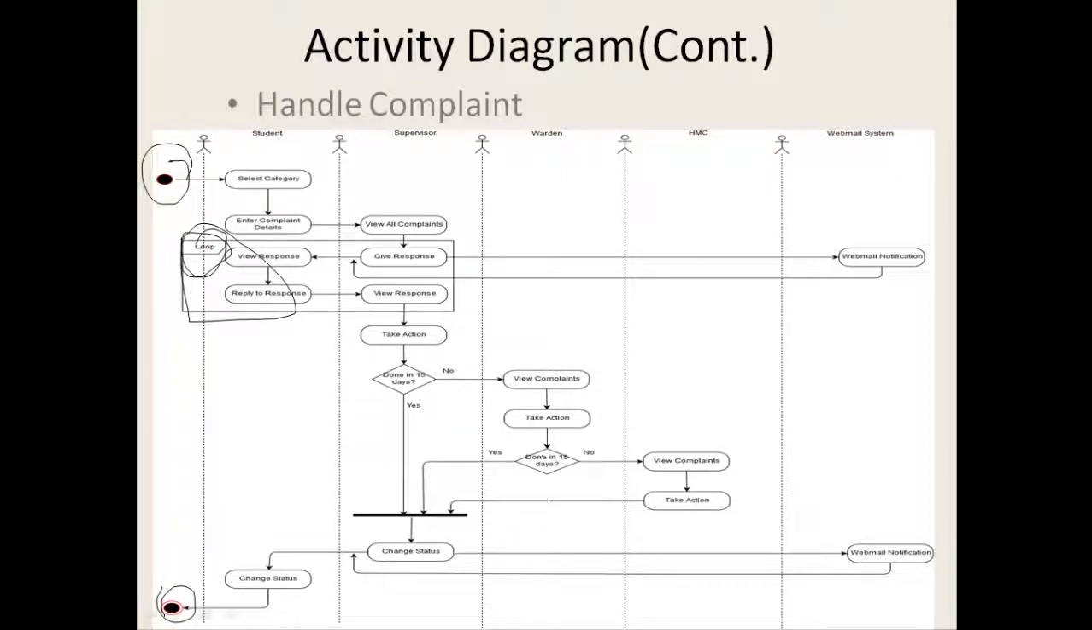Again, it checks whether the complaint is done in 15 days or not. If it is done in 15 days, it goes to change status. It changes the status to done, that status goes to the student, and it terminates. But if it is not done in 15 days, it again goes to HMC. HMC can view that complaint and take action. This time the complaint will be successfully done. So it changes the status, and again that status goes to the student, and the student can terminate this process.